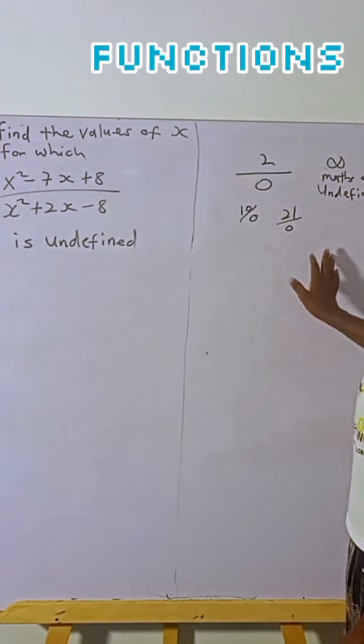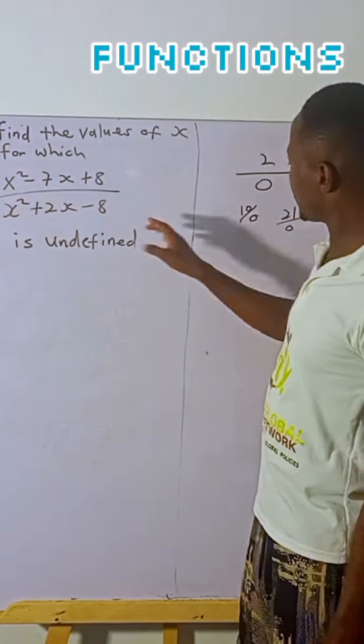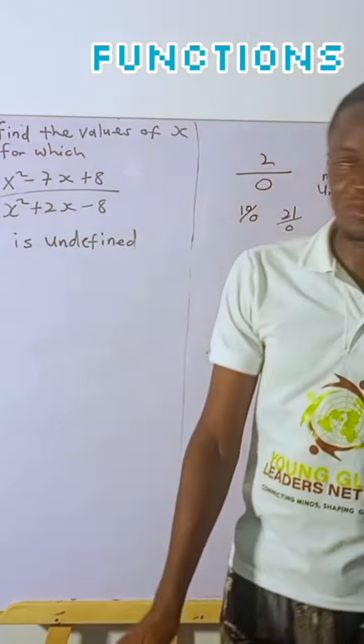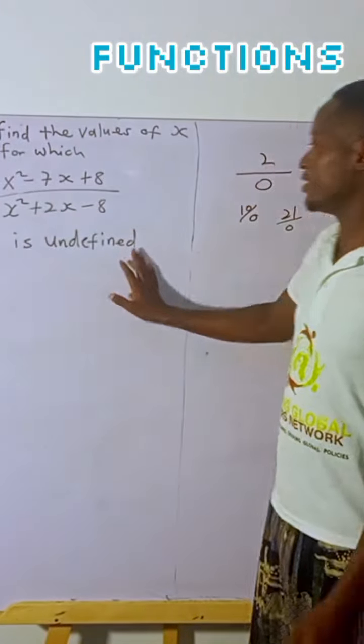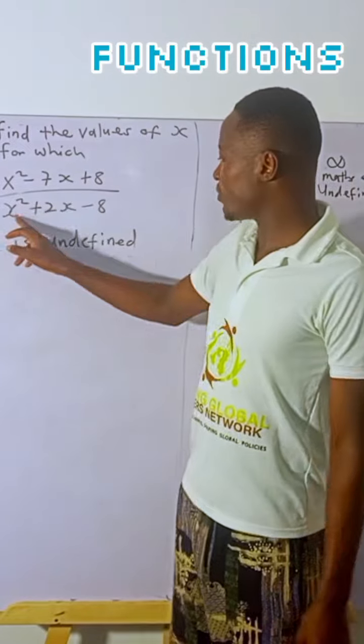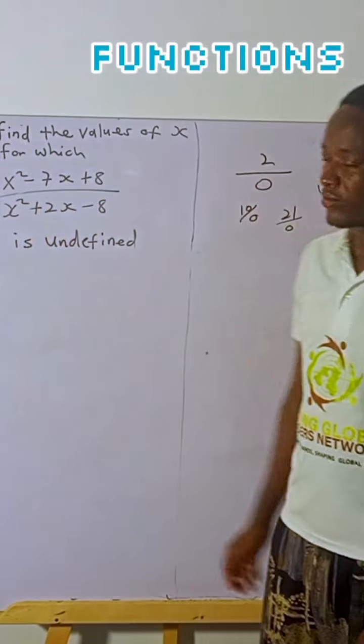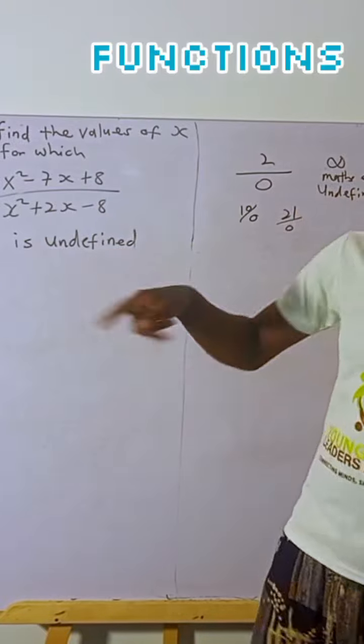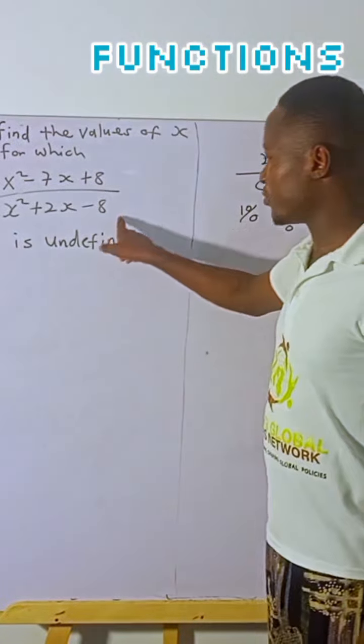So anytime we do this, we mean that down here, we shouldn't put any value of x that will make the denominator 0. That's all it means. We shouldn't put a value of x here that makes the denominator 0. So we are going to equate this denominator to 0 and find the values of x that make it 0.